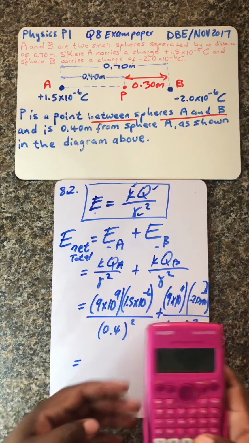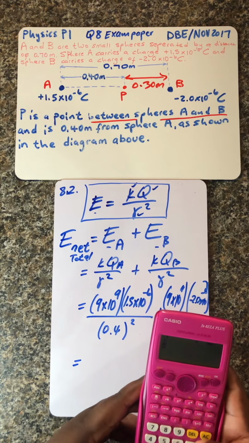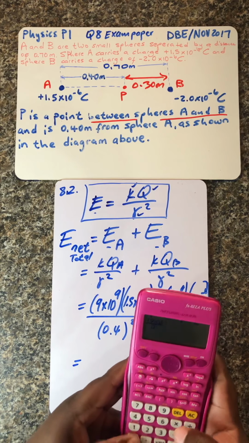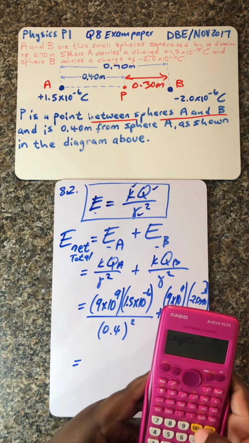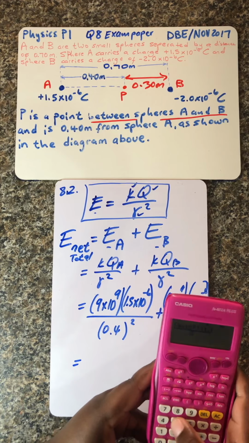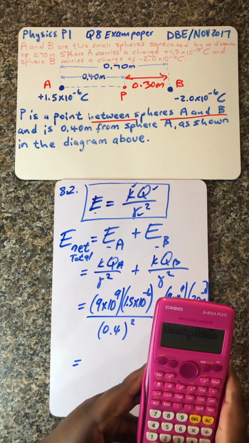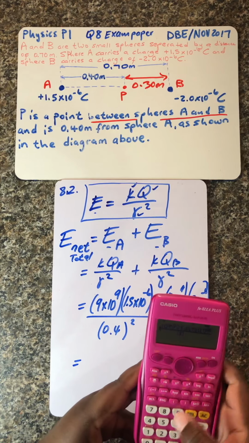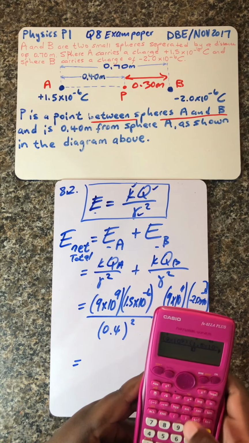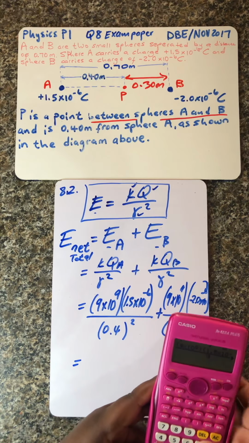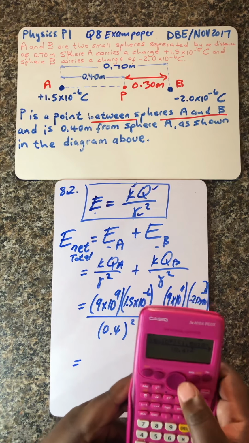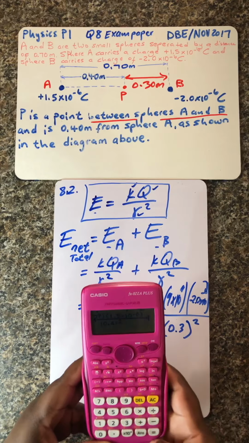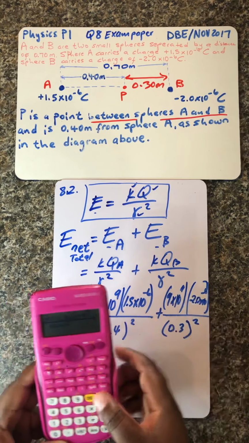You just do a fraction button, you open bracket, 9 times 10 to the exponent 9, and then you close the bracket, open 1.5 times 10 to the exponent negative 6, you close, and then you go to the denominator side, it's 0.4, you close, you squared, you go to the side, you add. Now we are doing this part.